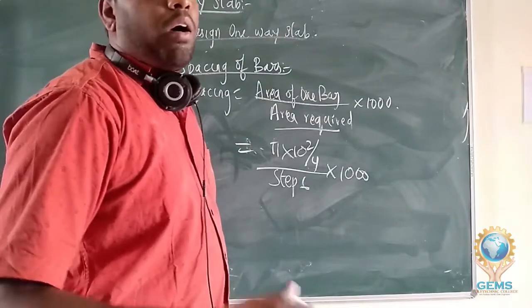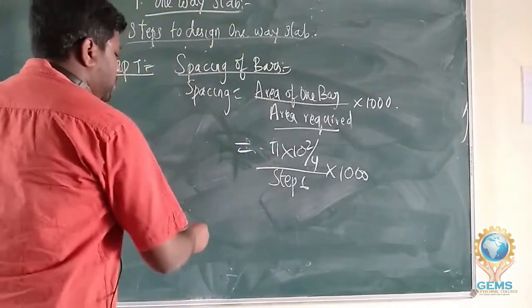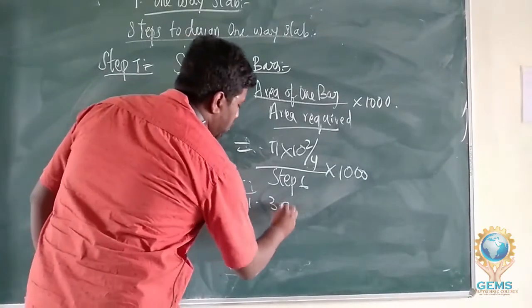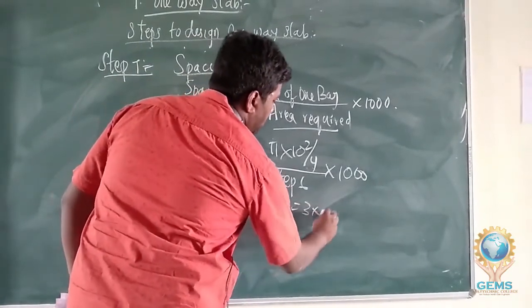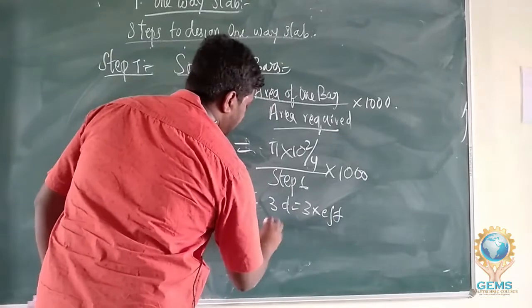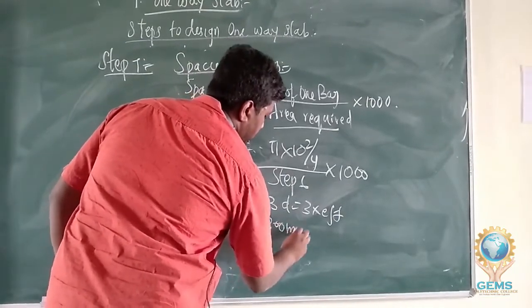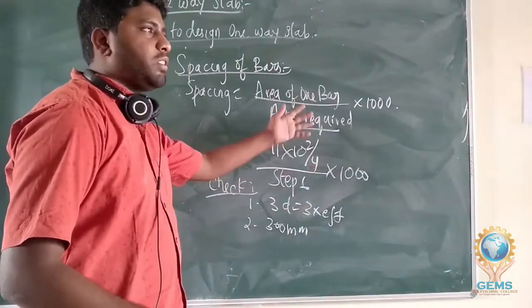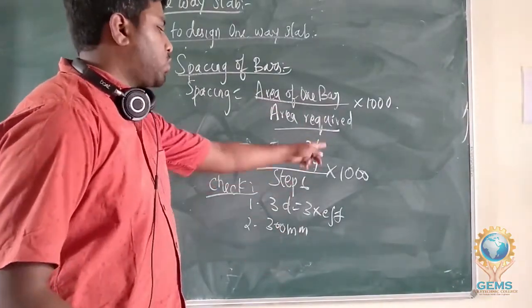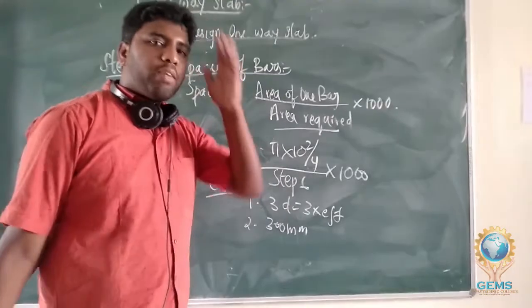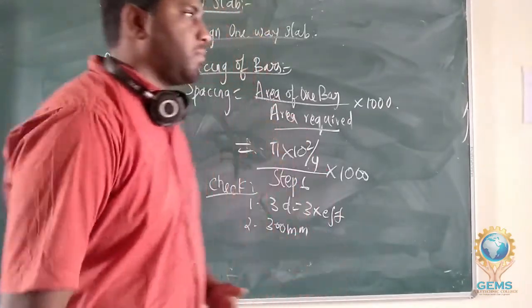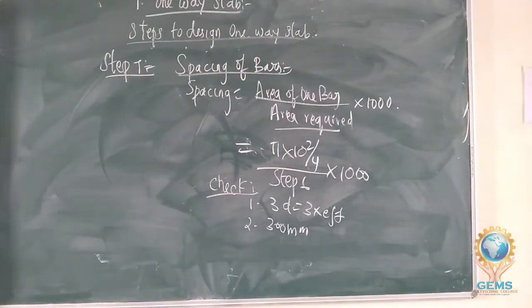So how will you check the spacing? There are two cases. It should be 3 into d, 3 into effective depth, and the second one is 300 mm. And you will compare these values. After comparing, whichever value is least, that value you will take as spacing. That's it.